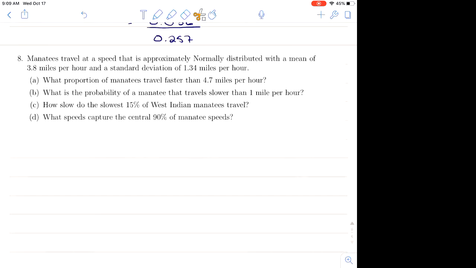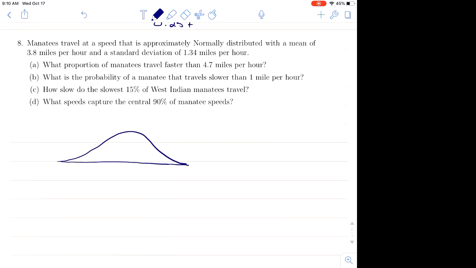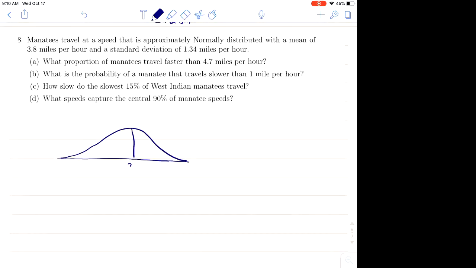Okay. So first thing we're going to do, before we even attempt any of these questions, I would draw out the normal distribution just in general. So we're given that the speeds of the manatees follow a normal distribution with a mean of 3.8 and a standard deviation of 1.34. Okay. So here we've got our speeds.